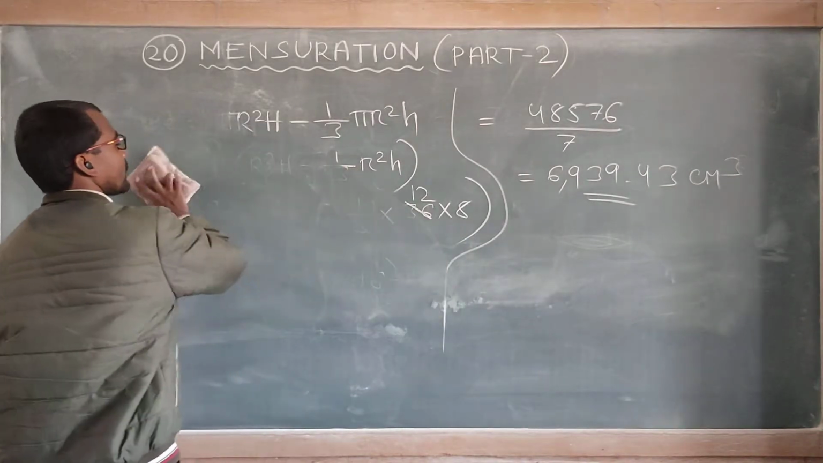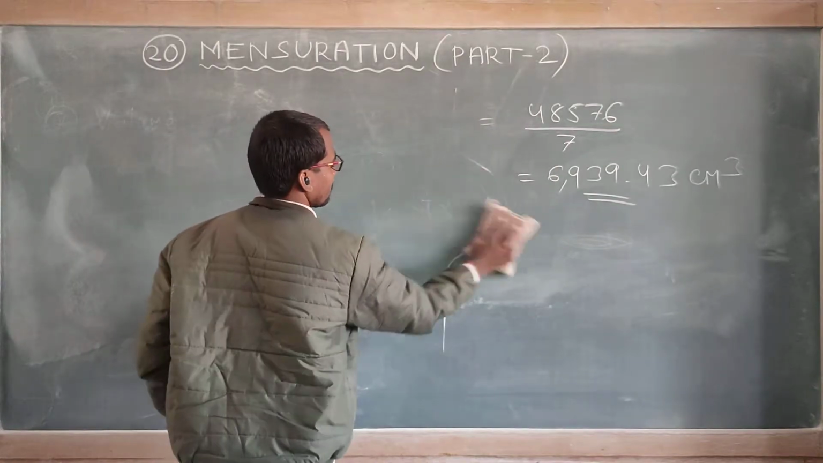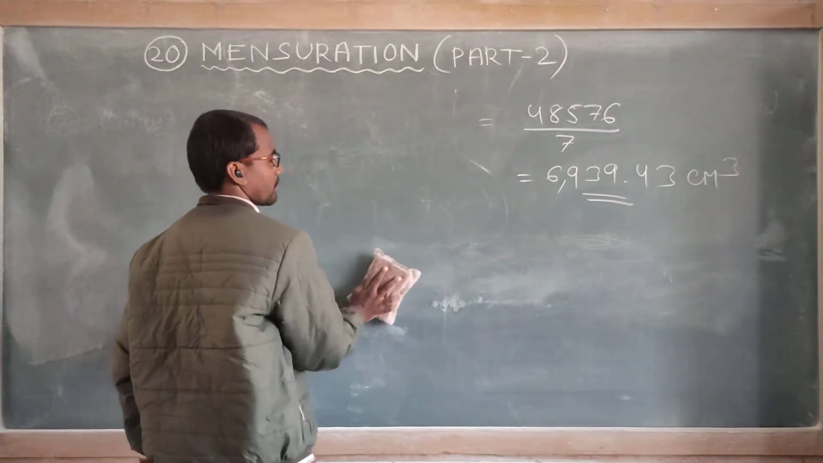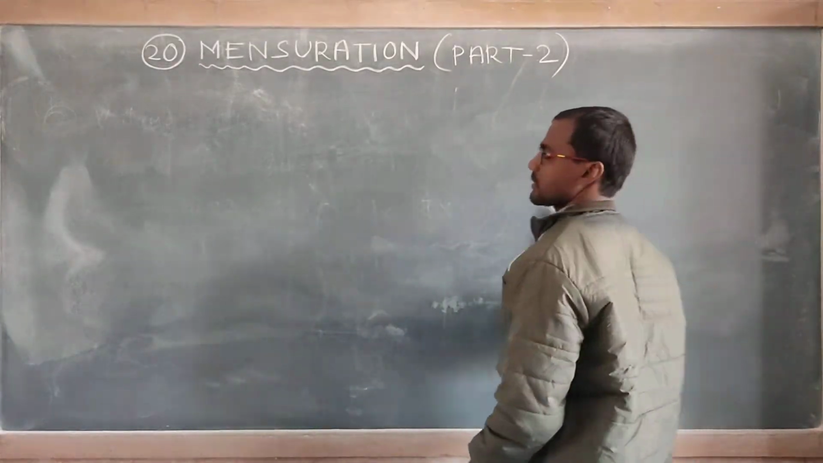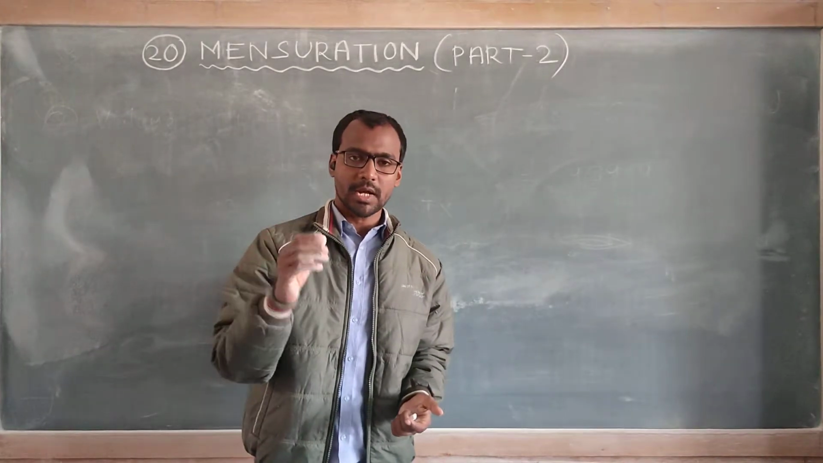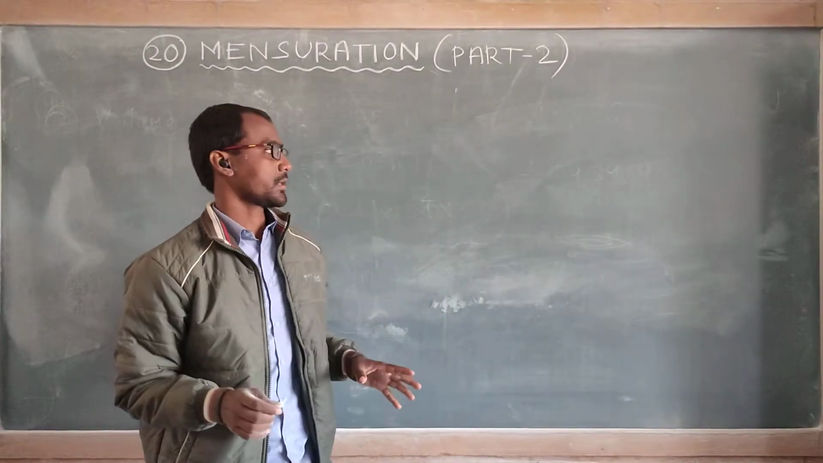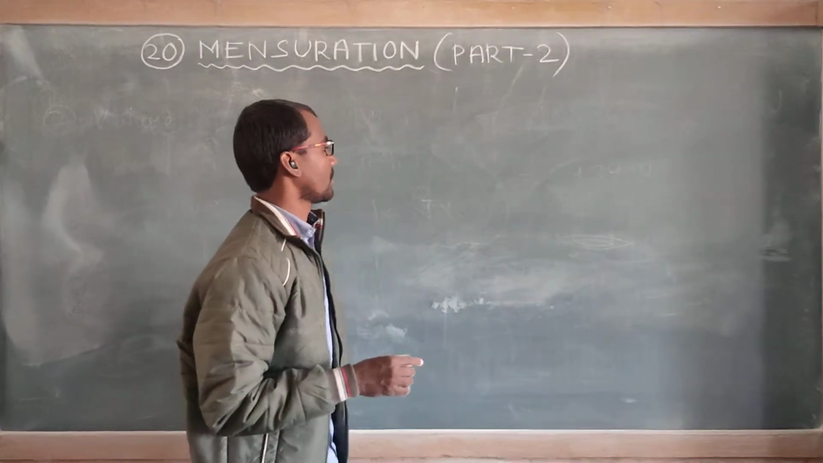Volume was very easy. You simply subtracted volume of cone from volume of cylinder. Sometimes you have to add. Here the cone was taken out of the cylinder, so you subtracted. If the cone is added extra to the cylinder, then you have to simply add for volume. It is very easy. But surface area, you have to imagine. You need imagination for that.